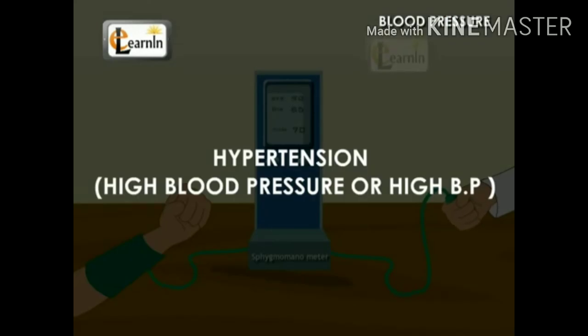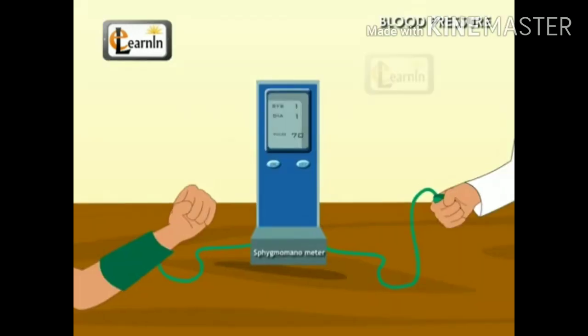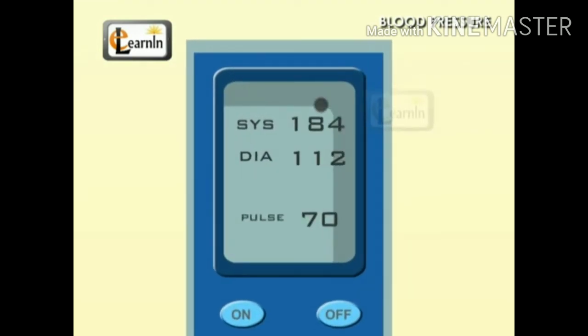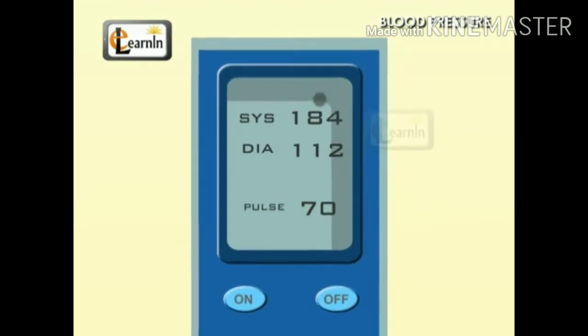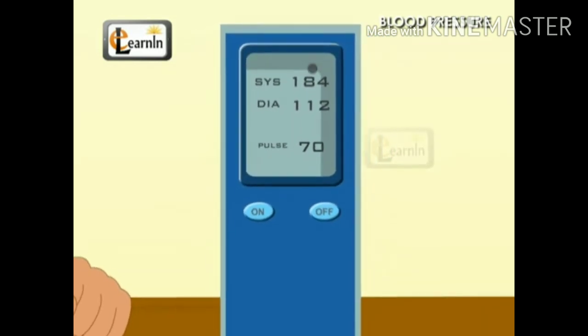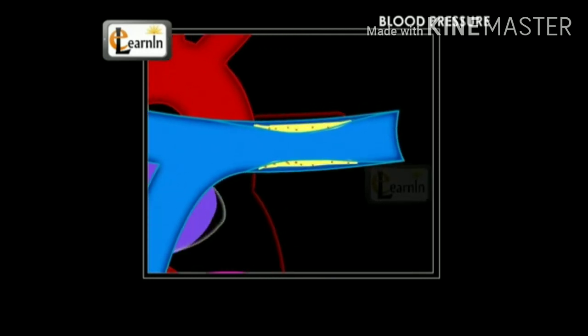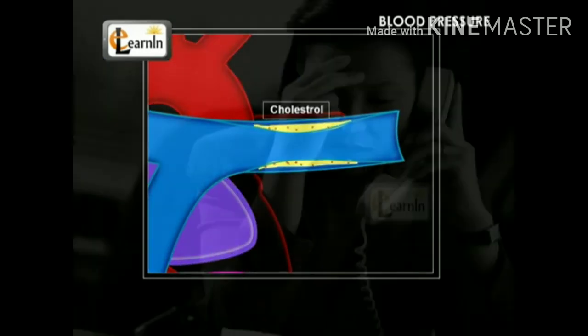Hypertension or high blood pressure. In some people, the blood pressure will be very high, more than the usual 120/80. Such a condition is called hypertension, usually called high BP. One of the reasons for this is the blocking of arteries by cholesterol.